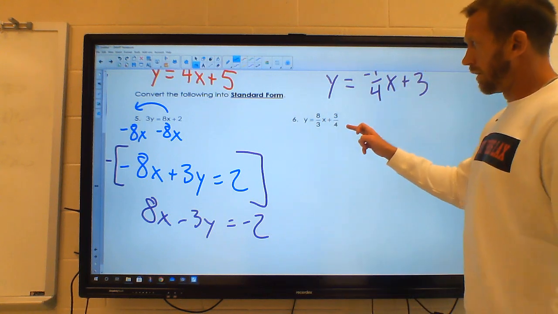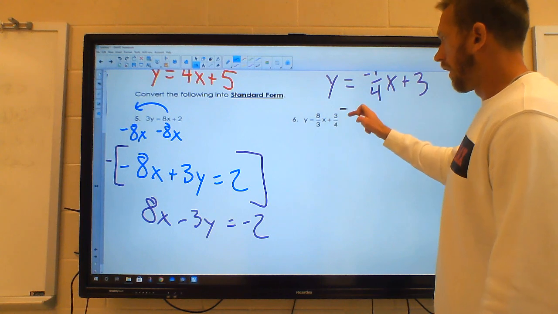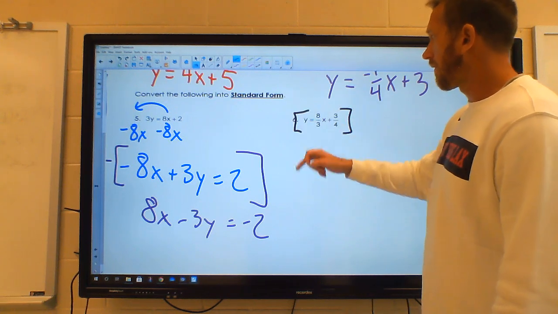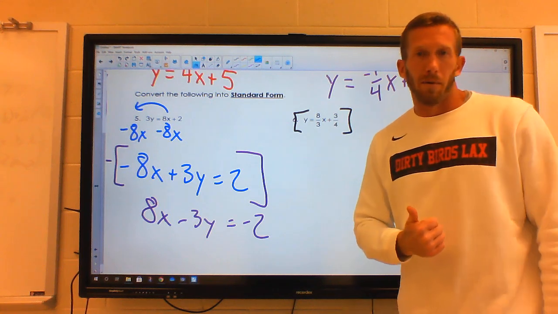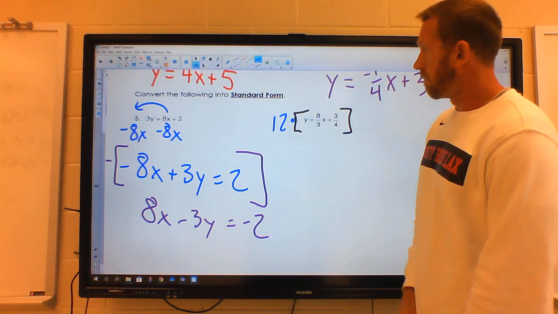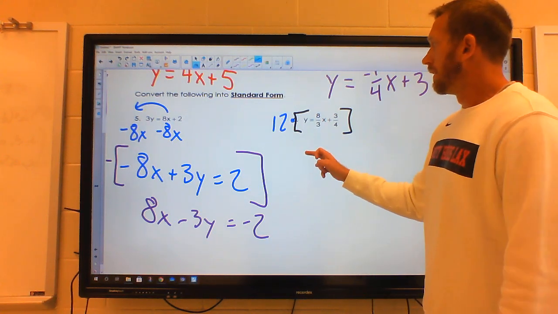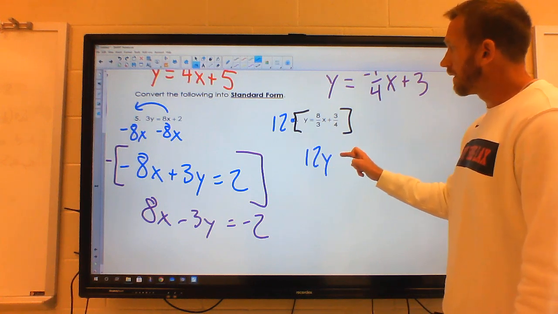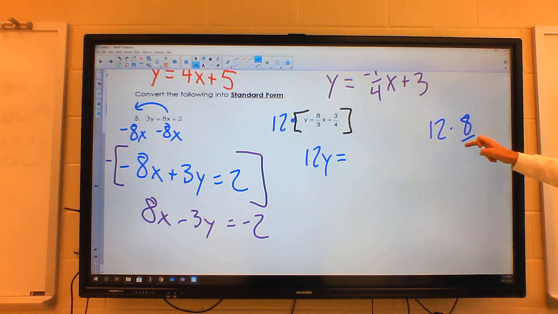All right, so this one has got a fraction with a denominator of 3 and a denominator of 4. So right off the bat, we know we've got 2 separate denominators. Let's find our LCM, or least common multiple, of those 2 values, which is 12. And I'm actually just going to multiply by 12 through our entire equation right off the bat. This gives me 12y equals, okay, so we've got a fraction of 8/3 times 12. All right, so that's 12 over 1. We can cross simplify.